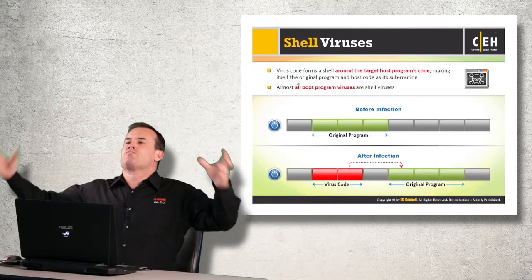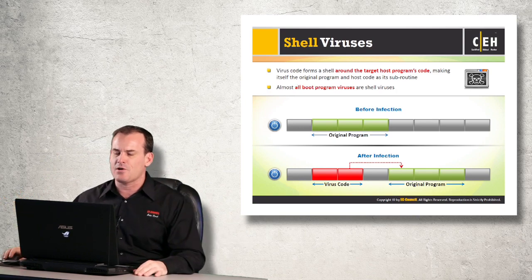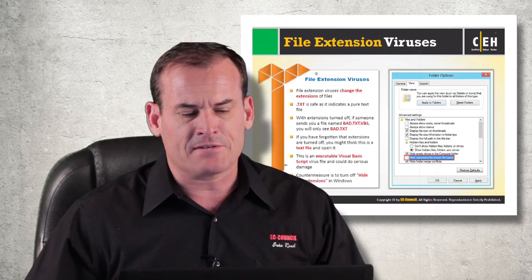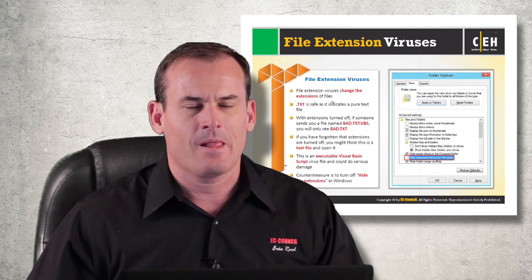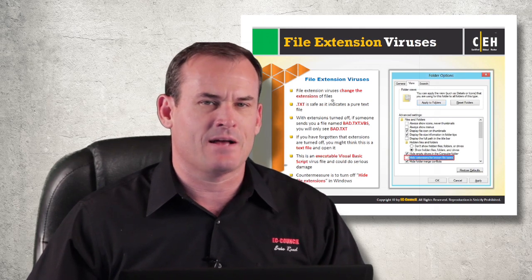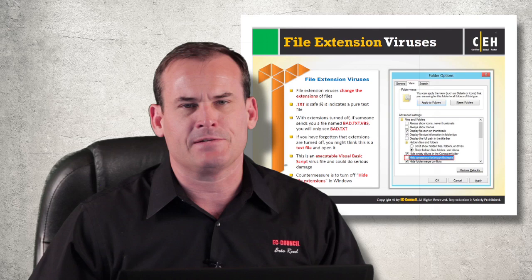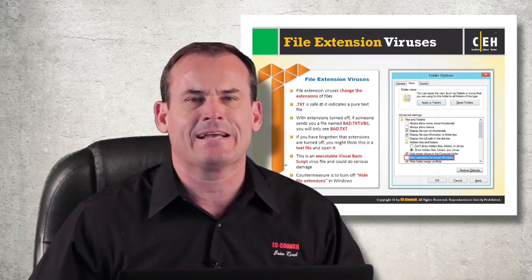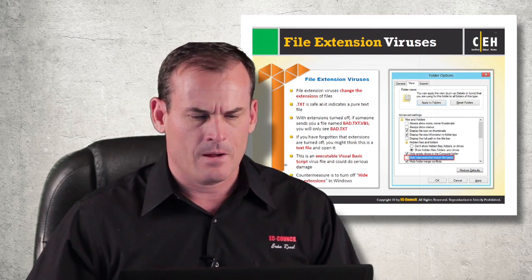Shell viruses wrap themselves around or prepend to the program. Pretty much enough said there. Almost all boot programs are shell viruses. File extension viruses change the extensions of files, doubling up. So with the double extension, we double click on what looks like a text file, for example, and we talked about the default nature of the operating system, hiding extensions for known file types. We talked about that in the Trojans module.